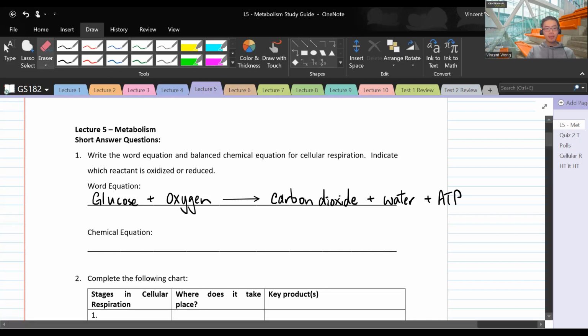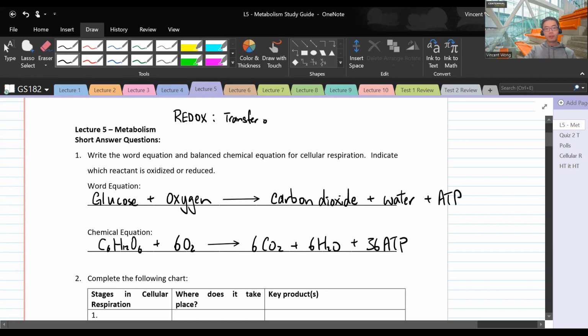And in terms of the chemical formula, it will be C6H12O6 plus 6O2, producing 6 carbon dioxide, 6 water molecules, and up to 36 ATP. Now, this is considered as a redox reaction. A redox reaction is a reaction that involves the transfer of electron.